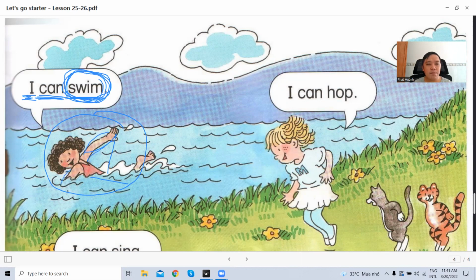Vậy thì swim là gì các em? Swim là bơi. Ok, bơi lội. So, I can swim. So what is I can swim? Vậy thì I can swim nghĩa là gì các em? That's right. I can swim có nghĩa là tôi có thể bơi. Okay.